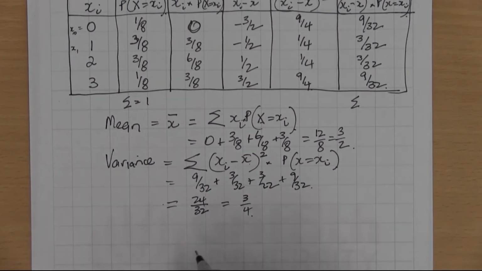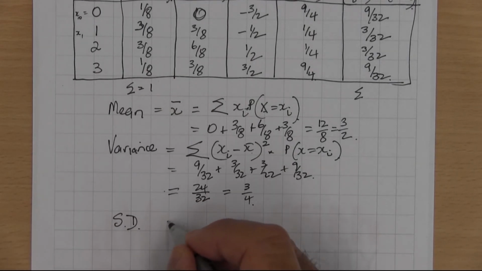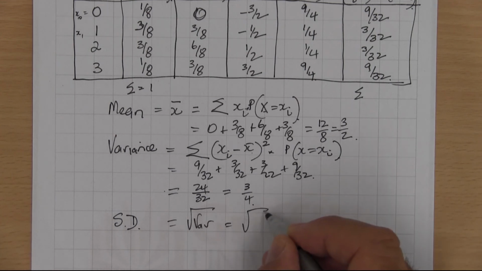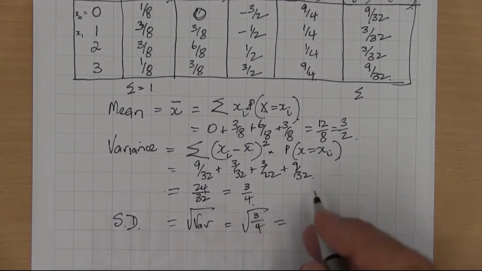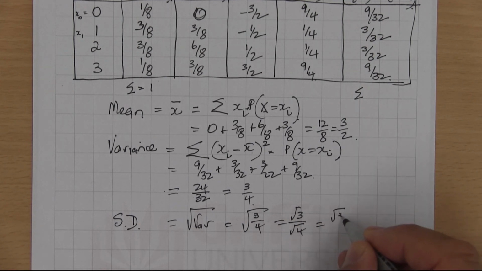The standard deviation, which we'll abbreviate to SD, is equal to the square root of the variance, and that's equal to the square root of 3 on 4, which is a little bit of surd work here: root 3 over root 4. Just find the square root of top and bottom, so that's root 3 on 2.